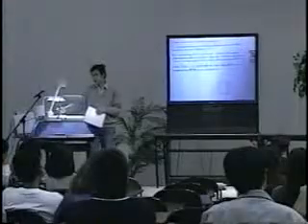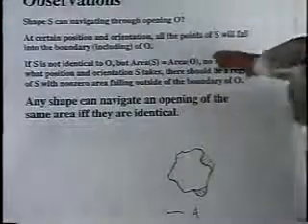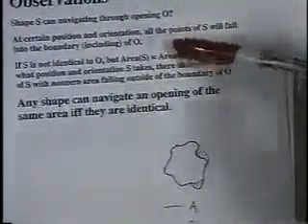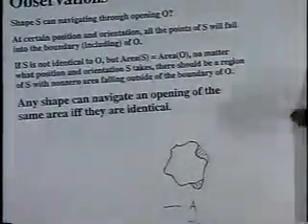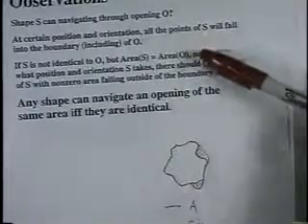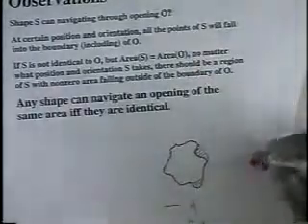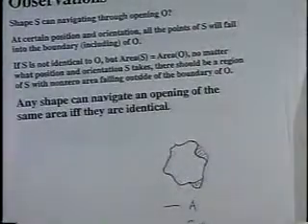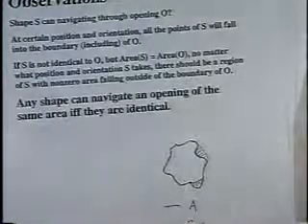First, let's see some observations. What does it mean when a shape can navigate through an opening? That is, at a certain position or orientation, the outer points of shape S will fall within the boundary of O. That is, it is completely enclosed in shape O, so that means it can pass through. So a naive idea is that we make a constraint that the area of the shape is exactly the same as the opening, so then we can make a conclusion.